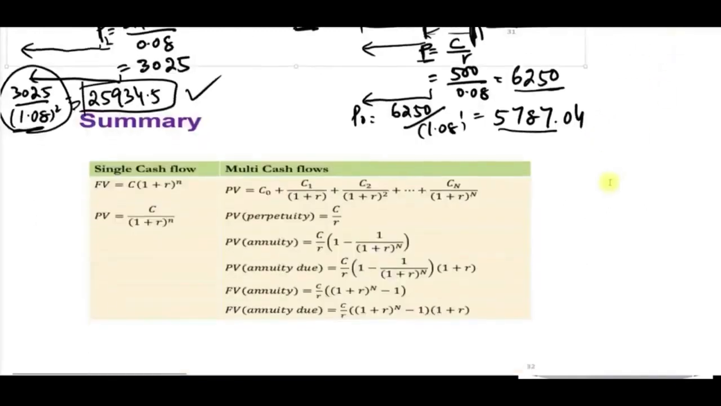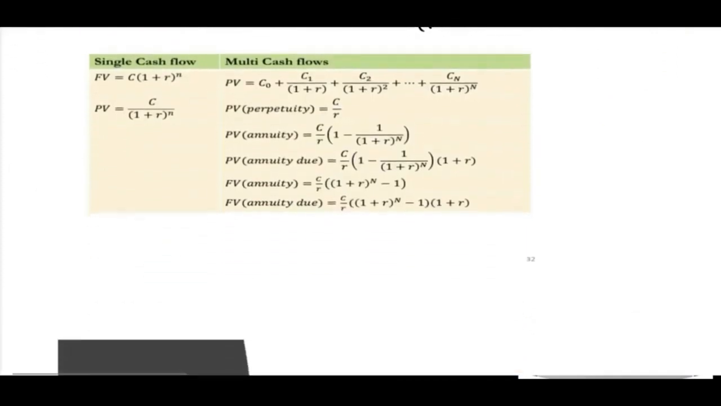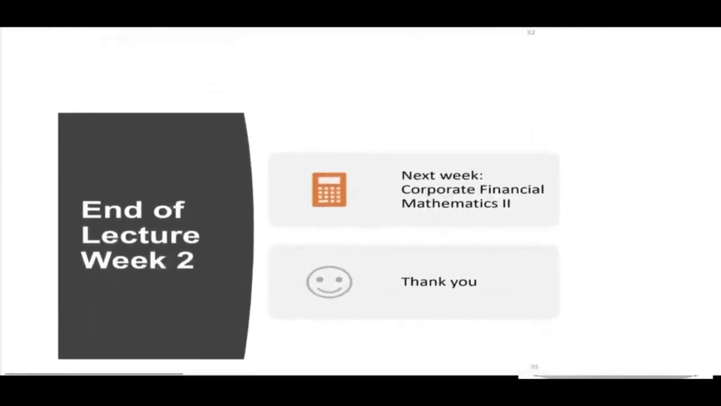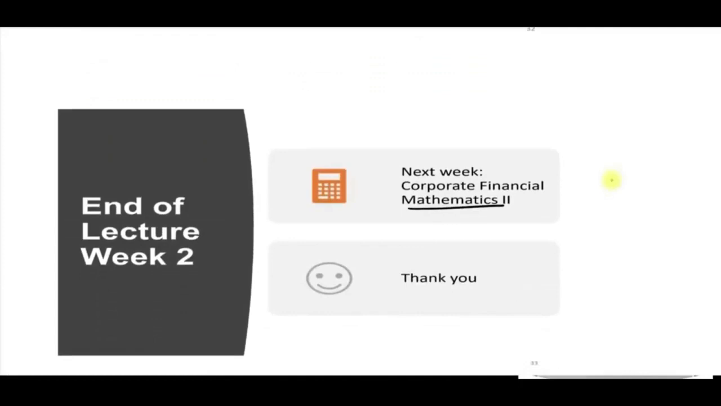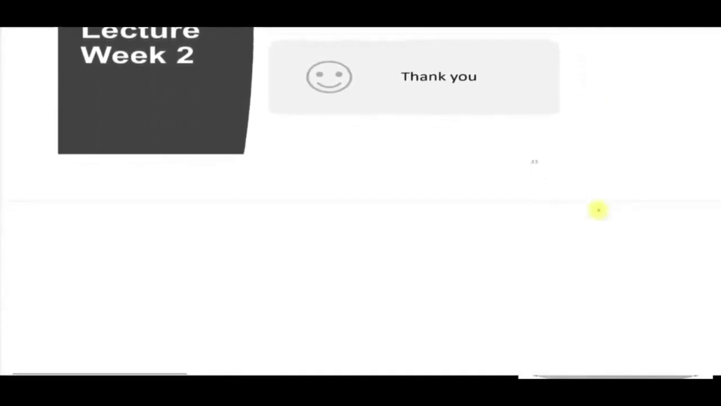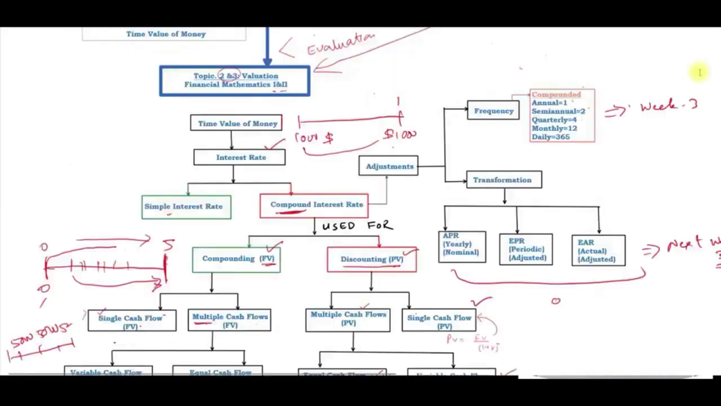In this table, different formulas are given for multiple cash flows, perpetuity and annuity; they are all given. Next week we are going to do financial mathematics too. But for now, I am going to do a mind mapping for this topic. Okay, so you need to understand this mind mapping.